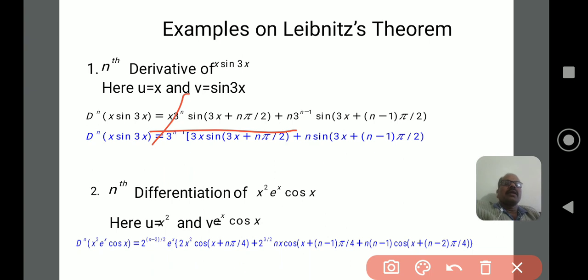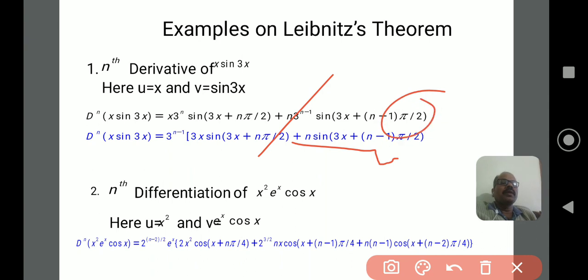Okay, next term nC1 means the next step. What is the next term of the Leibniz theorem? It is nC1 into u' into the (n minus 1)th derivative of v. You differentiate the reducible function first, that is u. The derivative of the first function x is 1. What is nC1? It is n. The next is the derivative of the previous function: again you observe the result, 3 to the power of n minus 1 into sin of (3x + (n minus 1) pi by 2), because you are reducing.